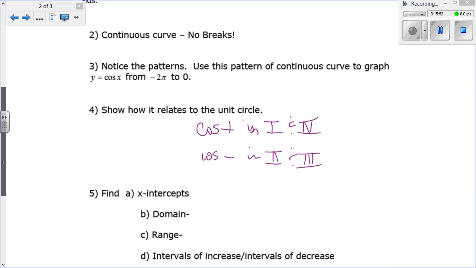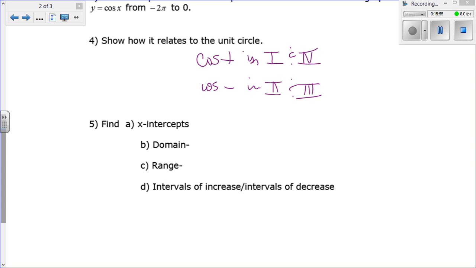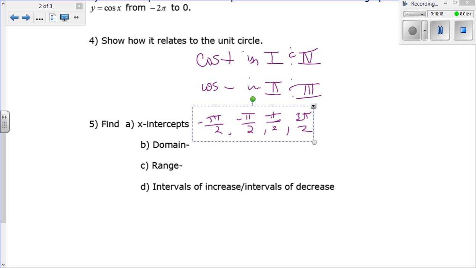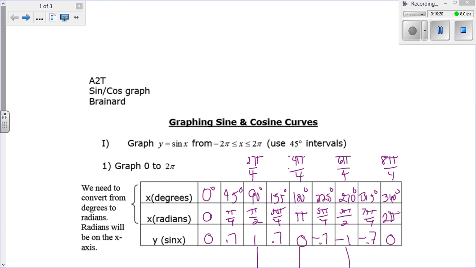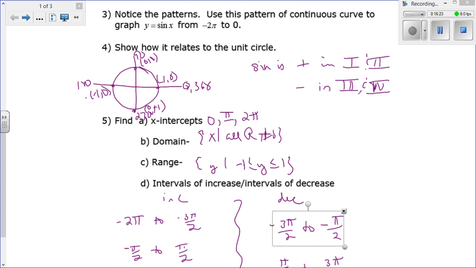For cosine, my x-intercepts are, looking back at my graph, negative 3 pi over 2, negative pi over 2, pi over 2, and 3 pi over 2. Again, going back, I forgot to do the negative ones. That would be negative pi and negative 2 pi.